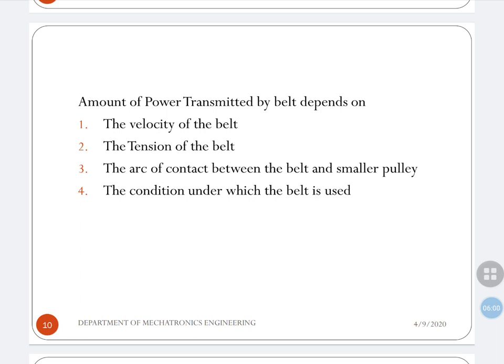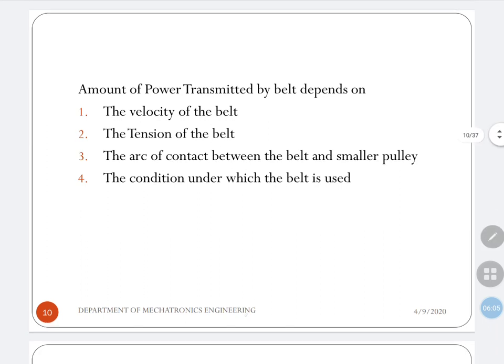The amount of power transmitted by a belt depends on what? It depends on the velocity of the belt, the tension of the belt, the arc of contact between the belt and the smaller pulley, and the condition under which the belt is used. Normally, if it is used in rainy or oily conditions, where the friction between the pulley and the belt is less, it may cause slippage. So those conditions are also considered.